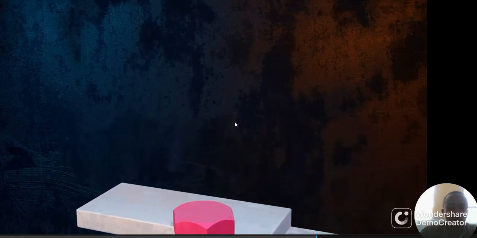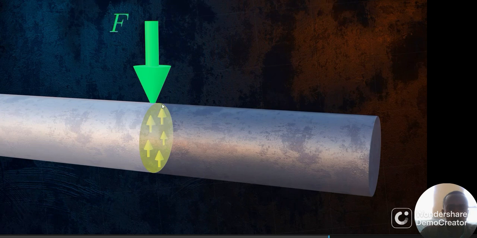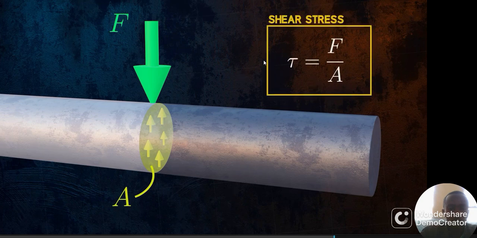Once again, it is helpful to use the concept of stress to talk about the internal shear forces within the bar. Shear stress is denoted by the Greek letter tau, and can be calculated in a similar way to normal stress, as the applied force F divided by the cross-sectional area A. This is actually an average shear stress, since the internal forces will not be distributed evenly across the cross-section.